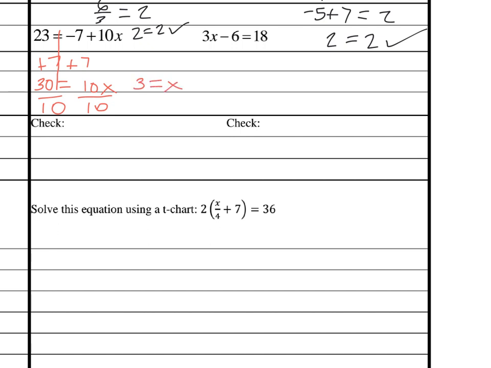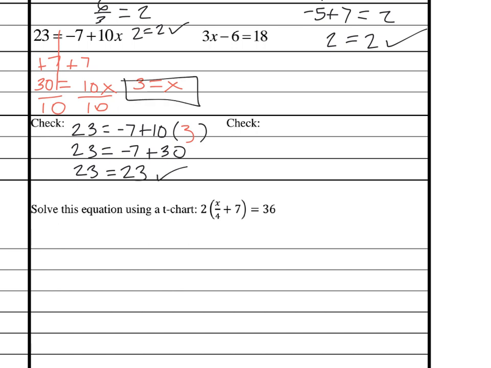I check my answer. 23 equals negative 7 plus 10 times x, which we got 3. Substitute it in. And 23 equals, let's multiply first. So we have negative 7 plus 10 times 3 is 30. Then negative 7 plus 30 is 23. 23 equals 23. So we are correct. X equals 3. Alright, next one.